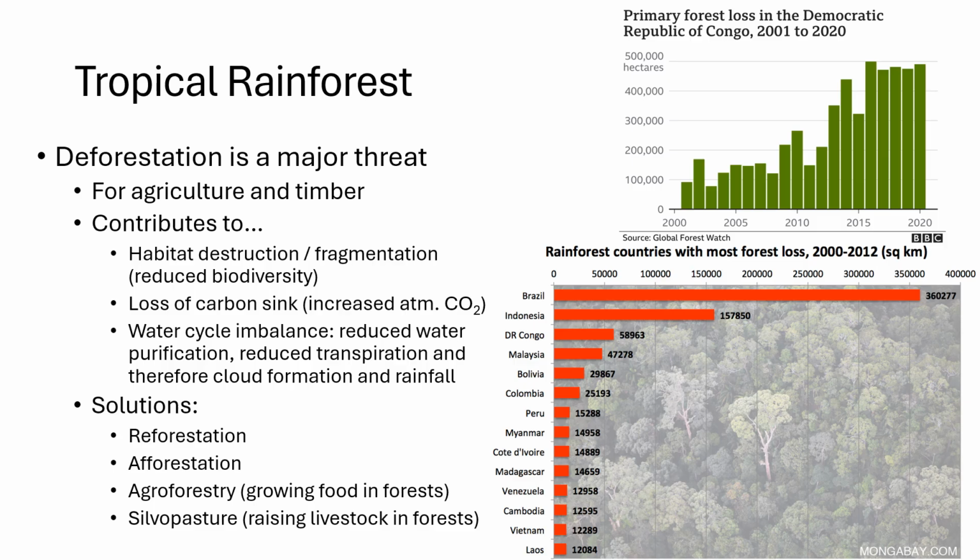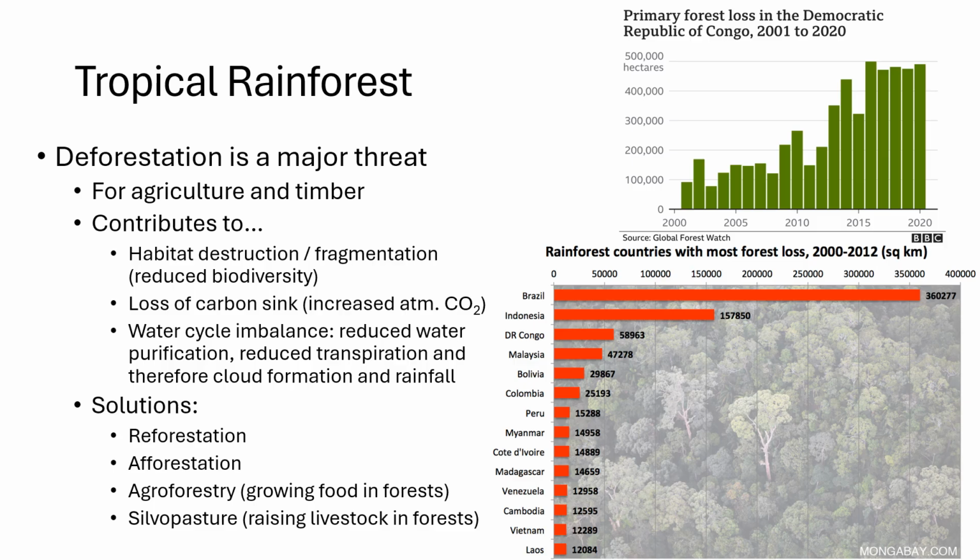Some of the threats that tropical rainforests face are deforestation. That is usually for agriculture or timber extraction, often for agriculture. Think of the stereotype for that: either the Amazon being deforested for cattle ranches, soybean fields, and cornfields, or the Indonesian rainforests deforested for palm oil plantations. But both of those are for agricultural uses.